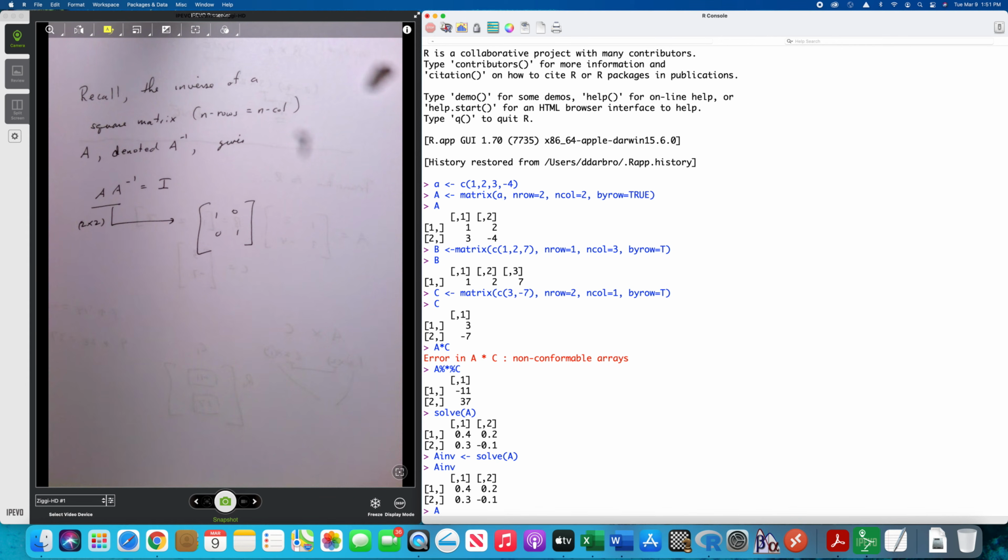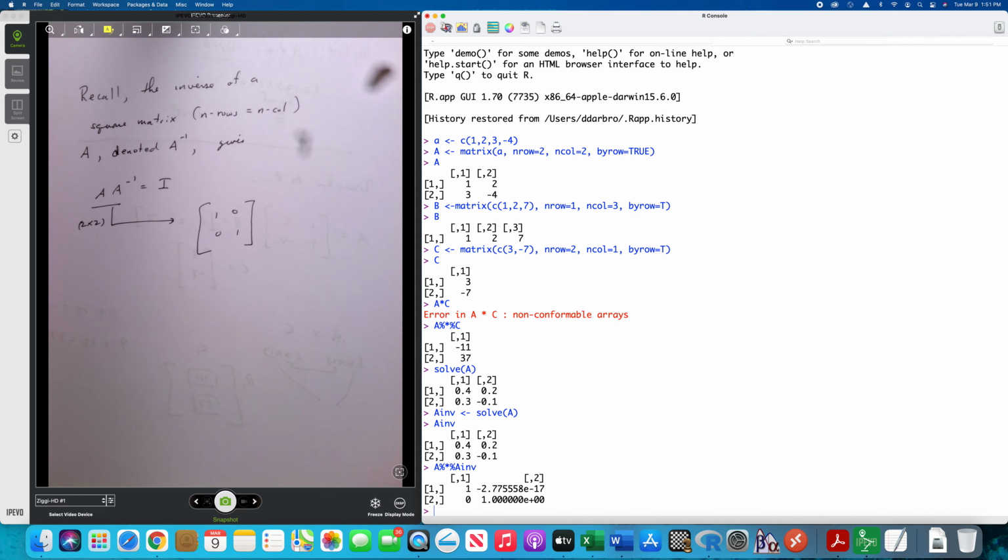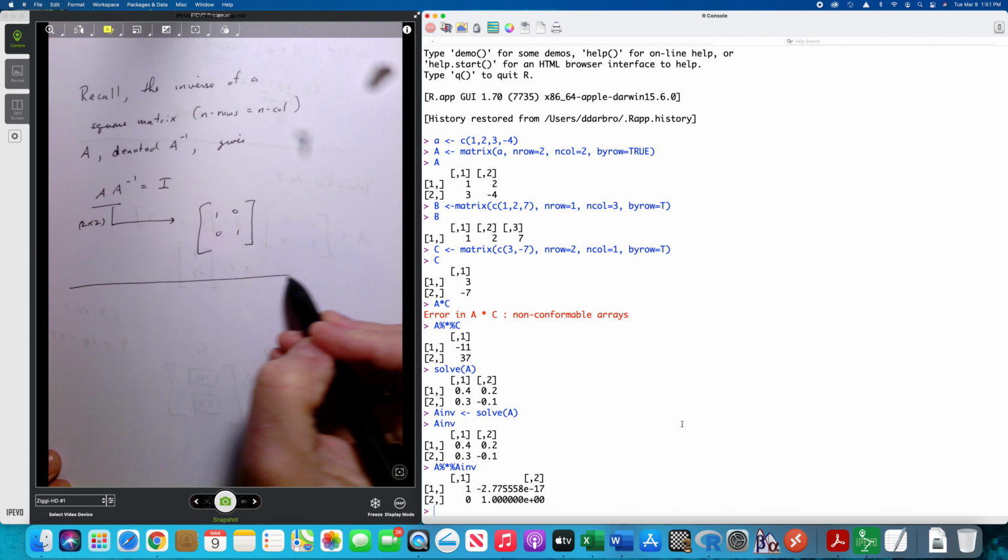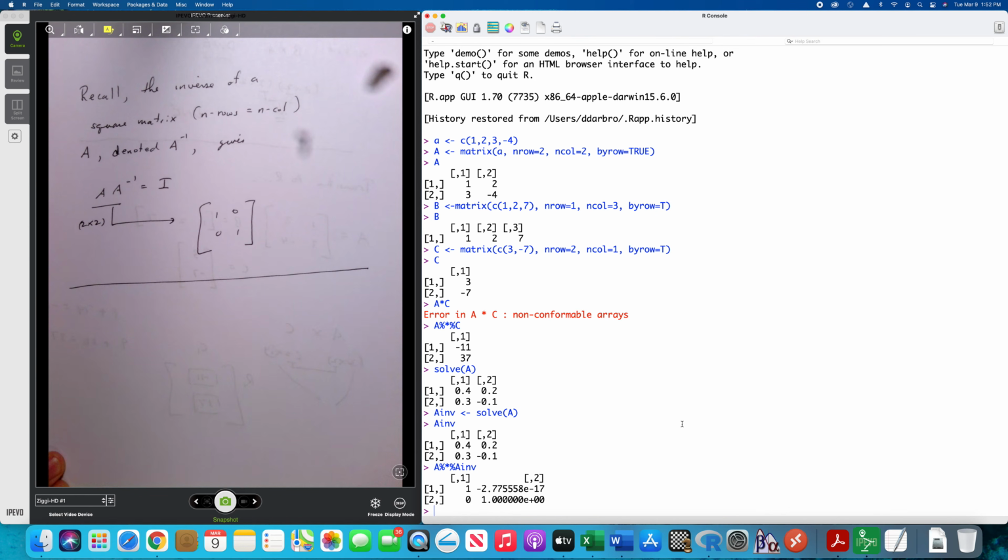So if I take A times A inverse, I am going to get the identity matrix. Now, this entry right here is a little wacky, but with the numerical techniques going on behind the scenes, that's seen as a 0, and this is just a wacky looking 1. I don't know why they don't just give a 0 and 1. It has something to do with the numerical calculations behind the scenes. Next thing, transpose.